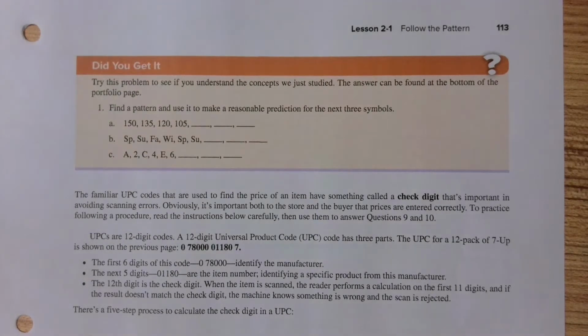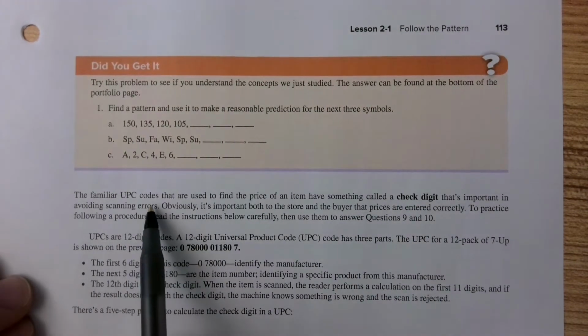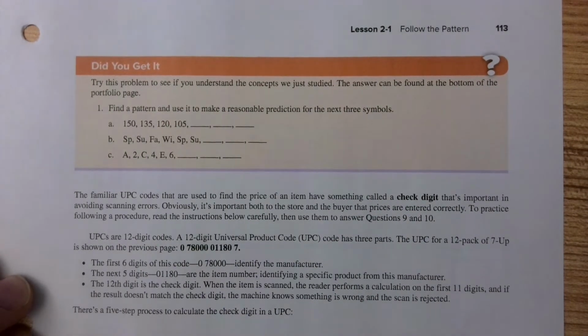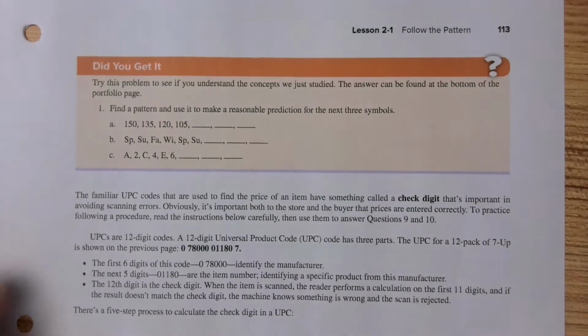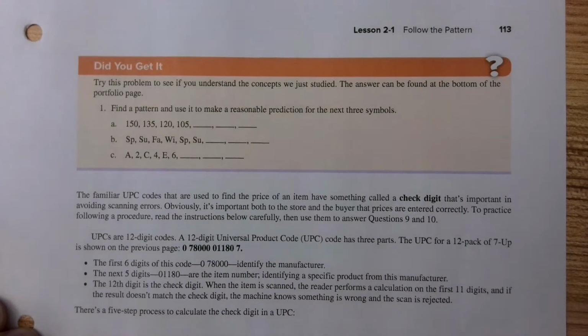So another pattern that is used extensively in the retail world is the UPC codes on products that are sold at stores. As our author points out, it's important that the store and the buyer prices are entered correctly. So when you go to the checkout, they scan what you purchased, and there's a check digit that works to avoid errors.